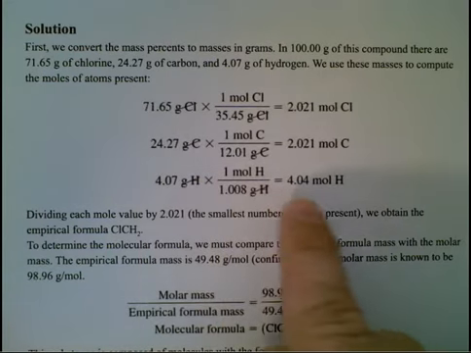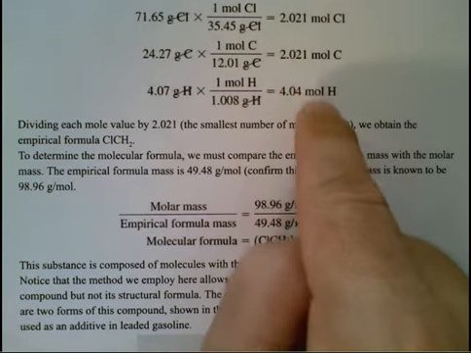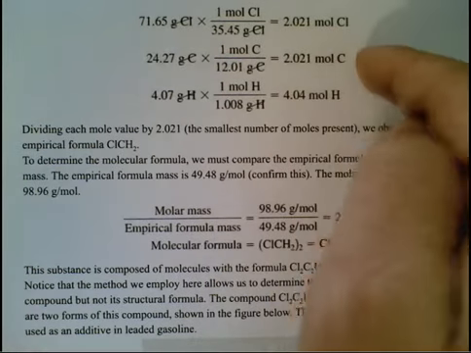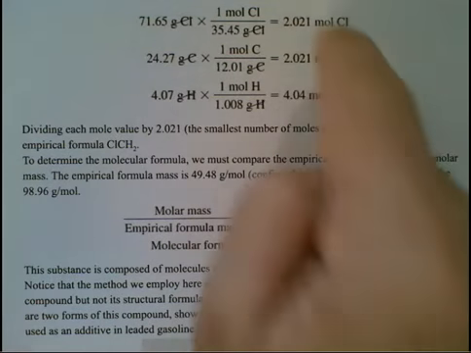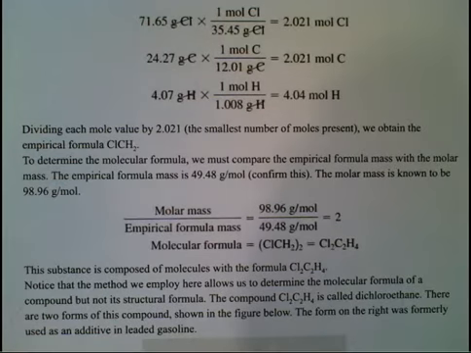So with these values, we are going to look at them real quick and pick which mole value is the absolute smallest. You see that these two right here, the moles of chlorine and moles of carbon, are tied for the absolute smallest. So now we have our smallest value, and we are going to divide each of these three values by that smallest value. So dividing each mole value by 2.021, again, it's the smallest number of moles present, we obtain the empirical formula.